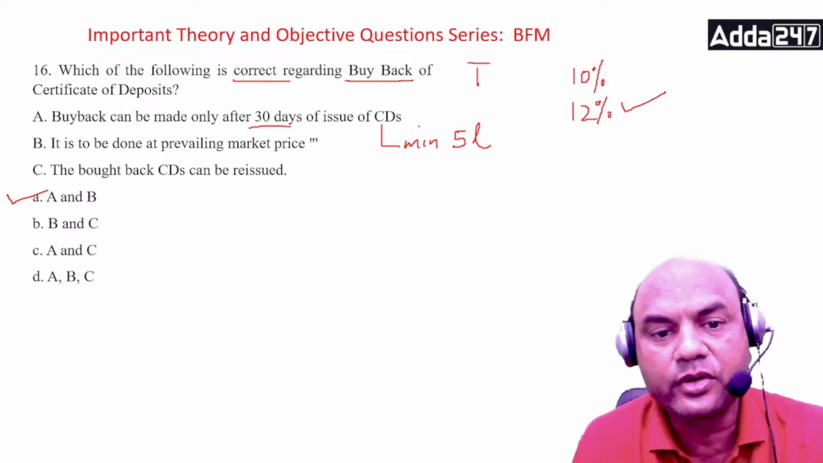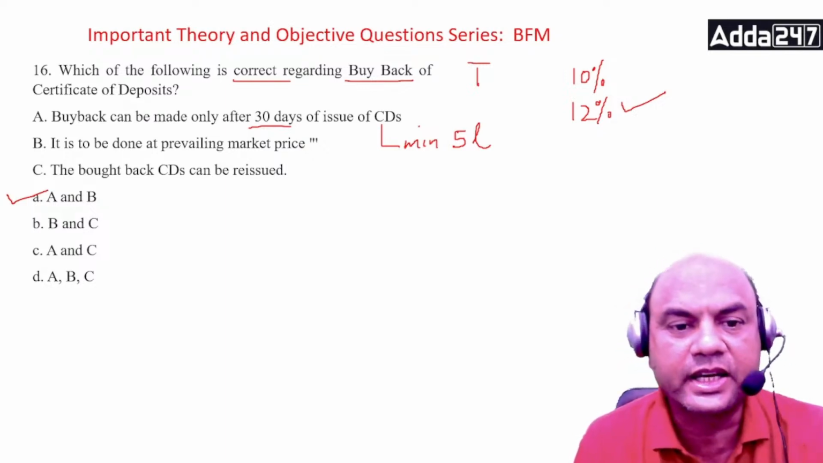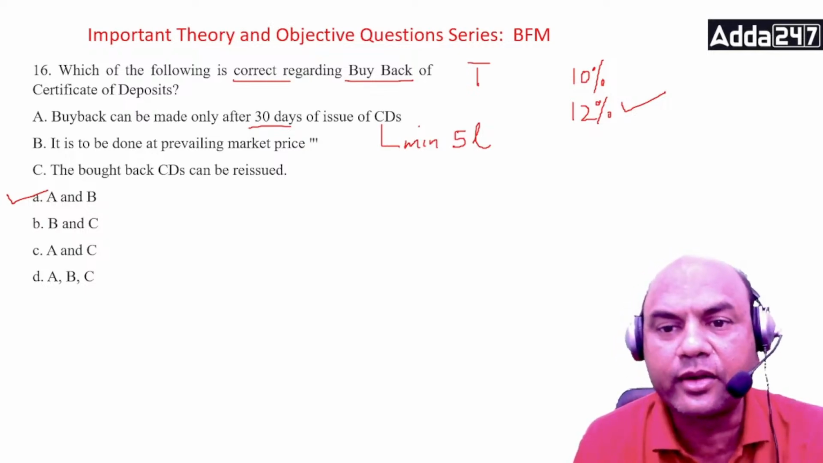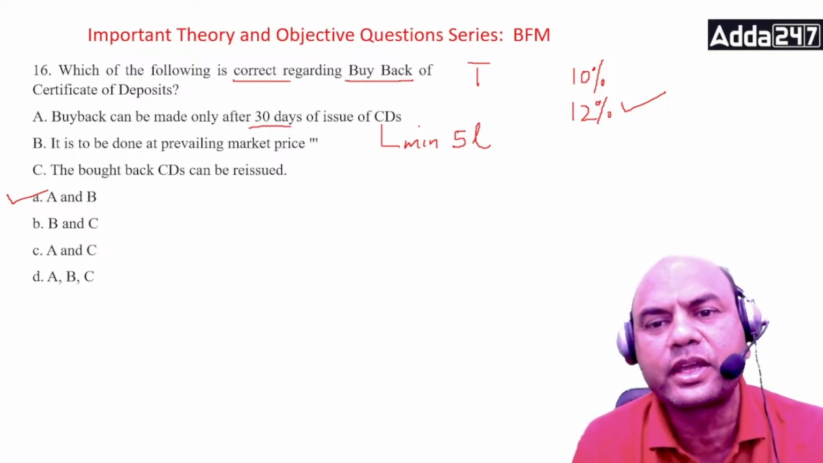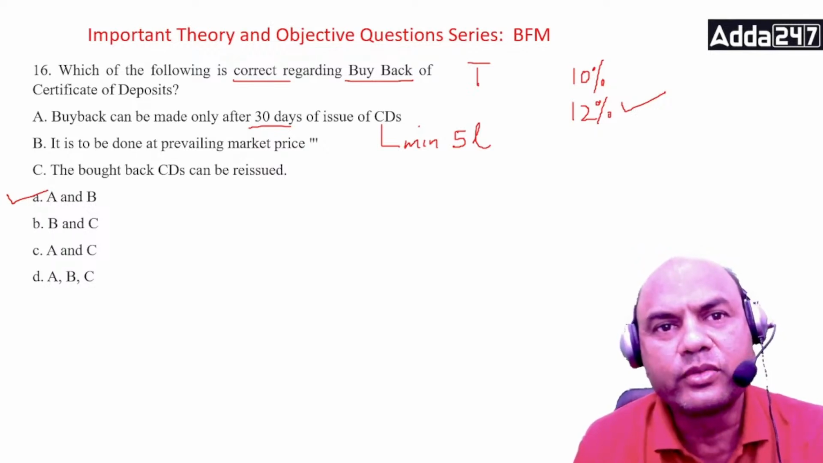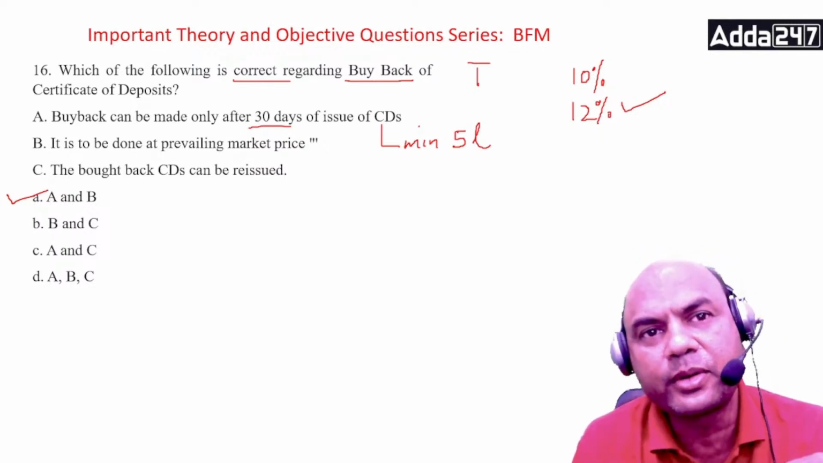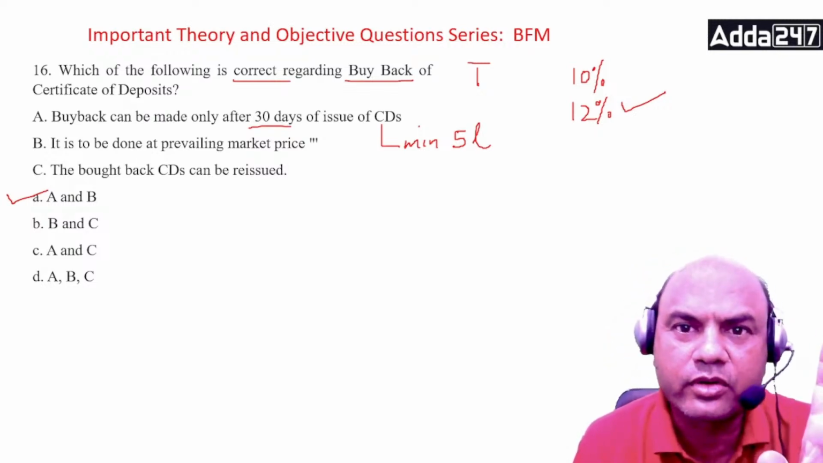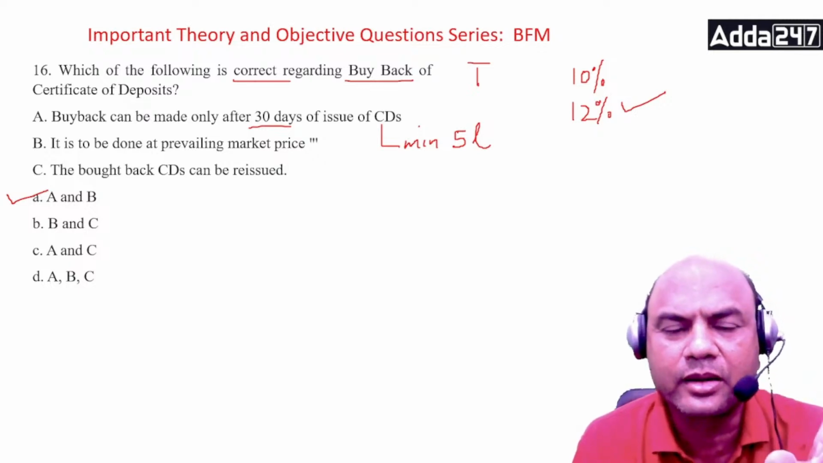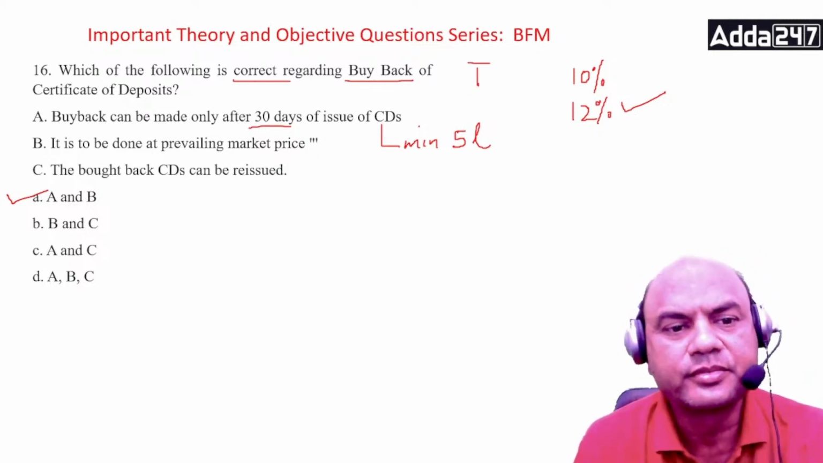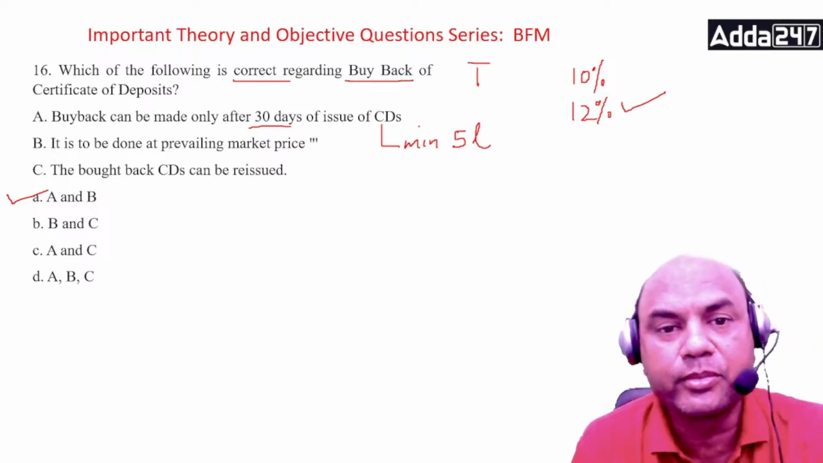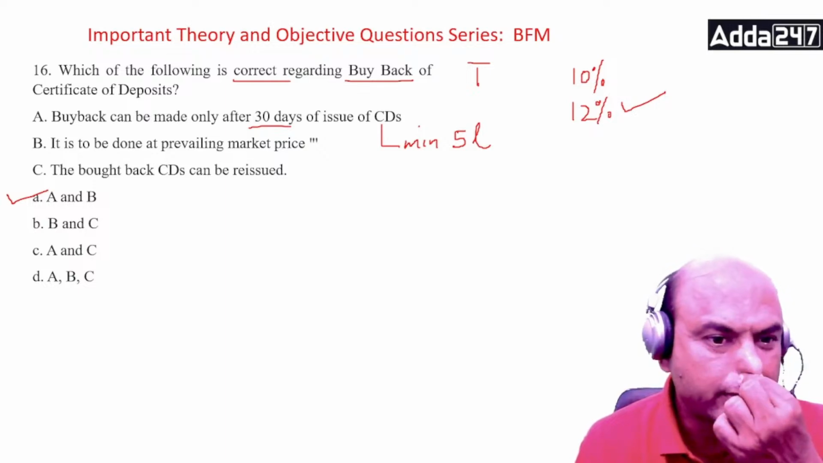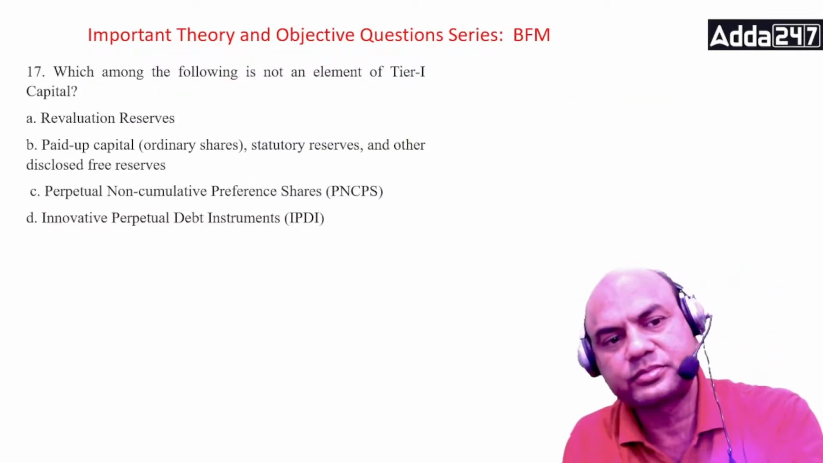So 30 days of the issuance of CDs first. Second one is what? It can be done at the prevailing market rate. Correct. It's like issuing a share. Suppose I give you the share at rupees 1000, and after 1 year I am planning to buy it back from you, so I'll have to buy it back at whatever rate is going on at that time, right? I can't buy it at today's rate, isn't it? It may be profitable for me, it may be unprofitable for me. Anything is possible, isn't it? Okay, so A and B is the answer.